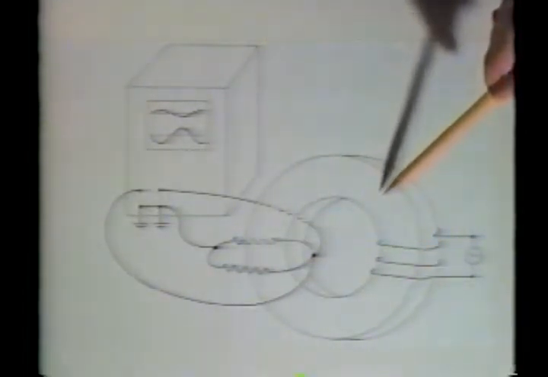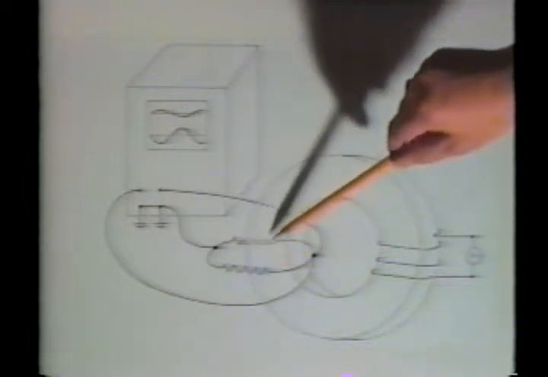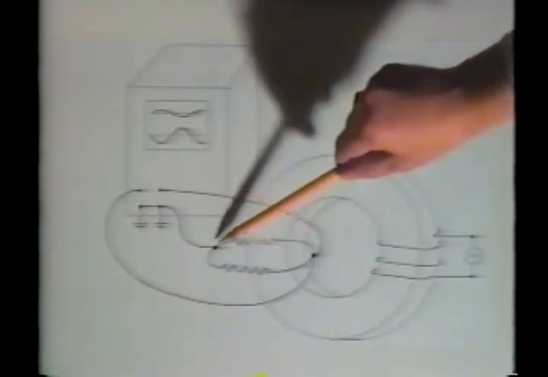Here's the ground lead, and we'll use a dual trace oscilloscope to display the voltages. Here's the lead connected to the top trace, and then this lead is connected to the bottom trace.